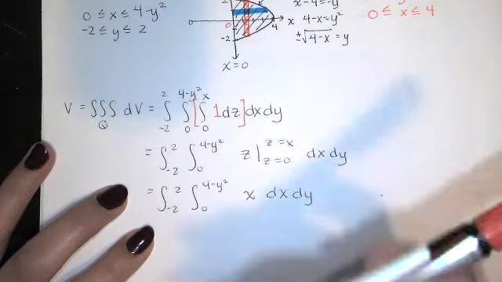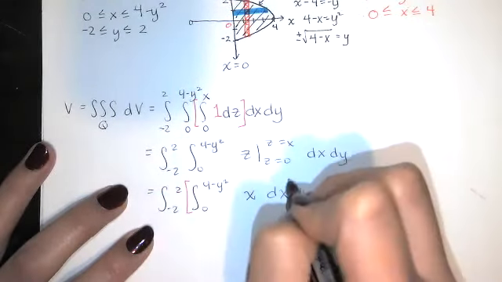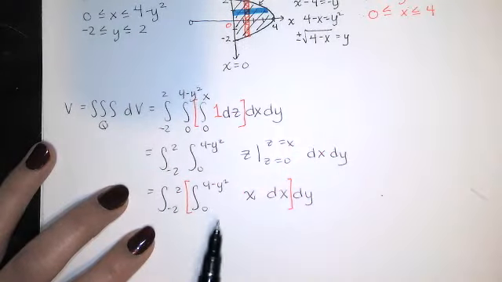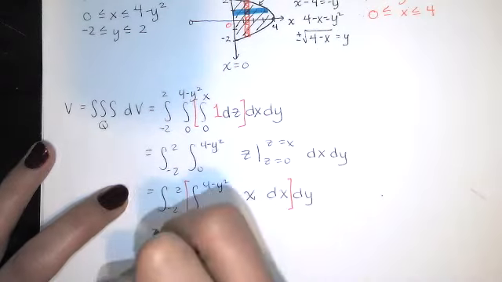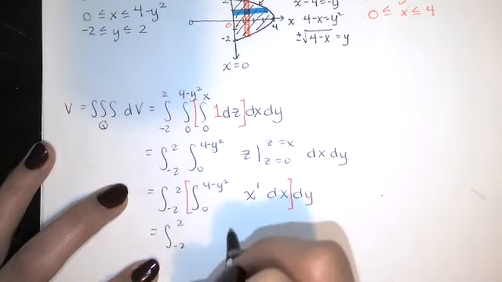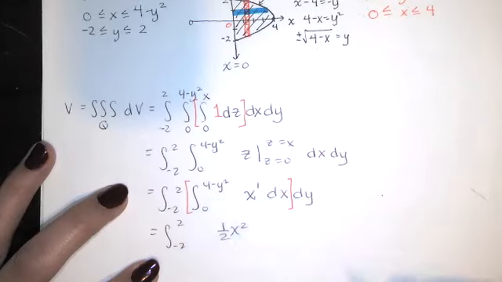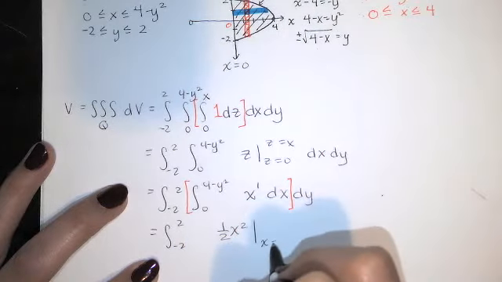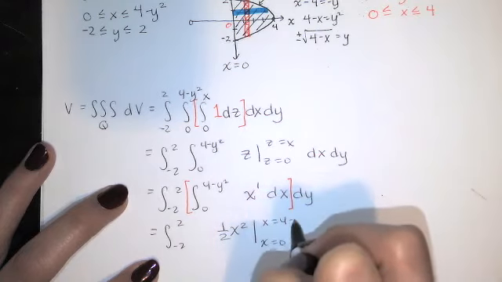And then we do the same thing for the next integral. Now we're integrating with respect to x. The antiderivative of x with respect to itself comes from applying the power rule. We add 1 to the exponent and divide by the new exponent and evaluate from x equals 0 to x equals 4 minus y squared.